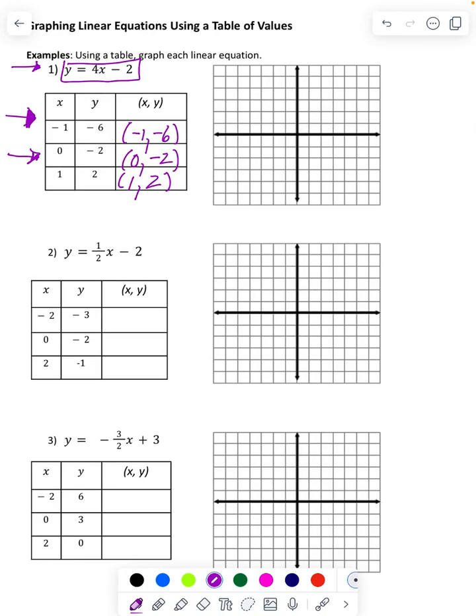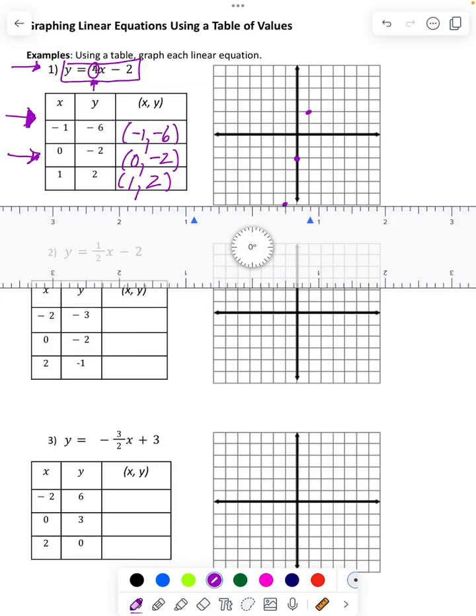So graph them. So -1, 1, 2, 3, 4, 5. So here is my -1, -6. So then 0, -2. Wonderful. And then 1, 2. All right, so there are my 3 points graphed. This number right here, you're going to learn is slope. This 4, this is my slope. So it's positive, so my line should rise from left to right, and it does.